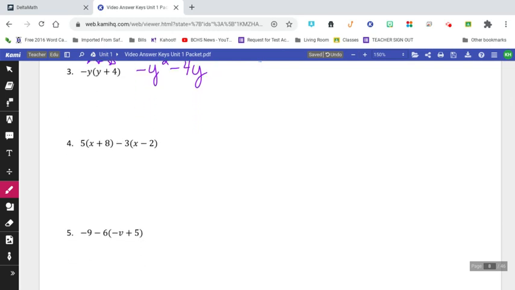Okay, and then for the remaining problems, we get into using the distributive property, but then also combining like terms. So you want to make sure that you distribute before you start adding or subtracting anything. So for number 4 here, again, I'm going to do 5 times x. 5 times 8. And now I'm distributing a negative 3. So negative 3 times x, negative 3 times negative 2.